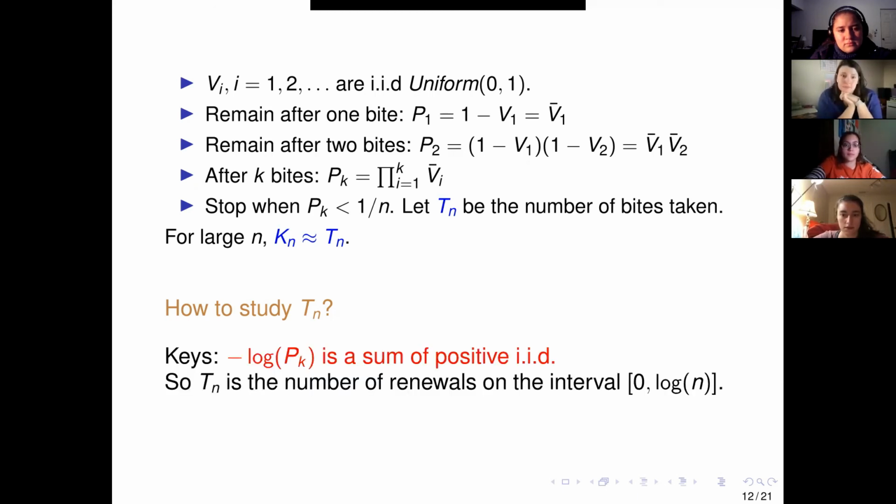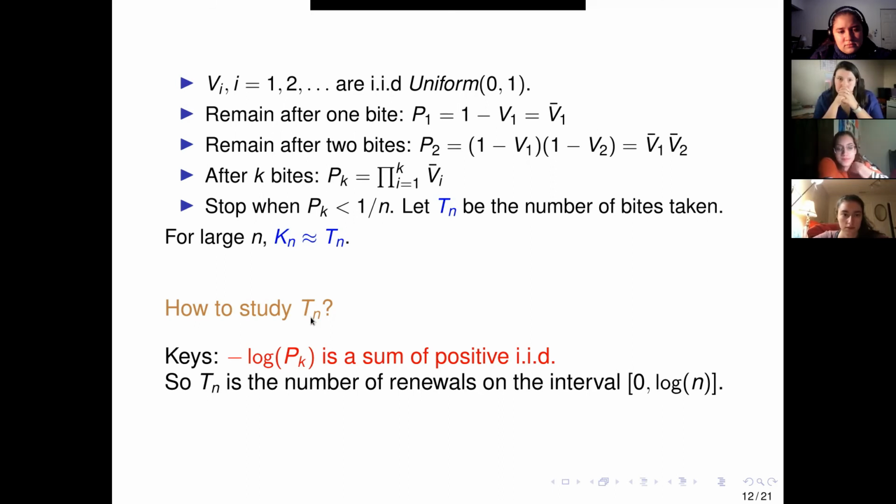Because if you know about probability, products of IIDs are relatively easy to deal with. If I take log, I get a negative number, because these V's are between 0 and 1. So if I take negative log, I get a positive number. So the negative log of this pk is going to be a sum of positive IID.